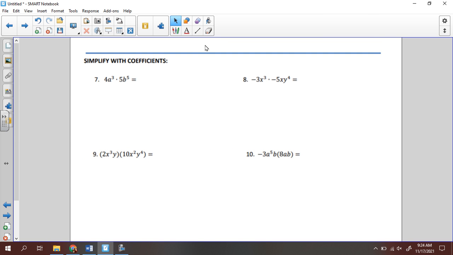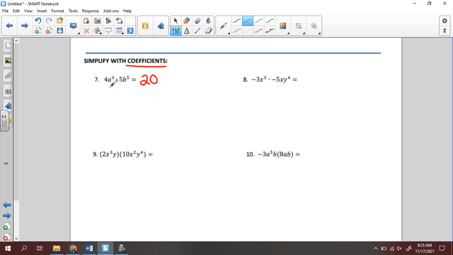Okay, guys, the only thing different in this section is that they have coefficients. That means there's a number in front of them. Okay, so we'll focus on the number that's in front of them first and deal with that, and then we will work with our variables. So, doesn't this say 4a to the 3rd multiplied with 5b to the 5th? So, what is 4 times 5? 20. Okay, I'm going to go ahead and put that as part of my final answer. 4 times 5. You can actually multiply them.